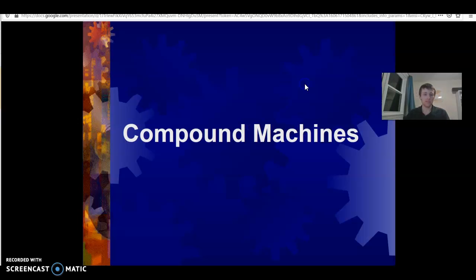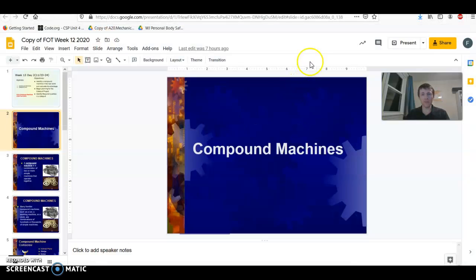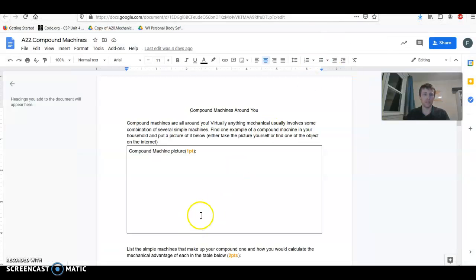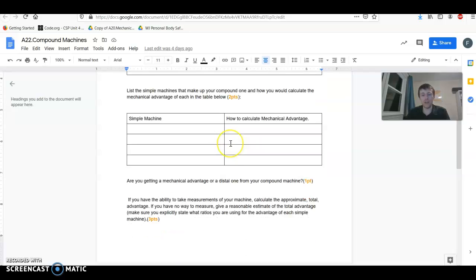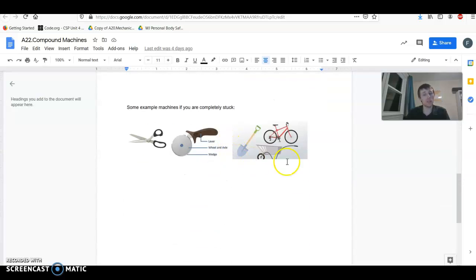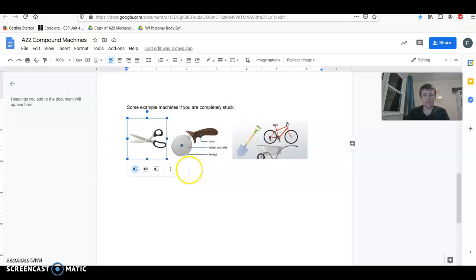Let's get to it. So for compound machines, you have an assignment. It's assignment 22. It is due on Tuesday at midnight. What do you have to do? You have to find a compound machine in your house. Down here at the bottom, I give you some examples of things you could use. Scissors, pizza cutter, shovel, anything like that will count. Anything made of two or more simple machines. I'm going to use scissors as my example.